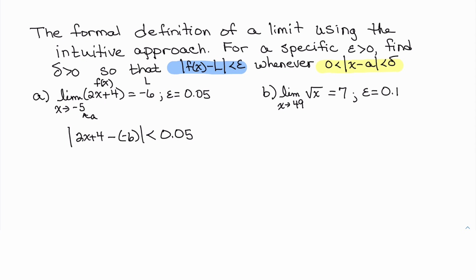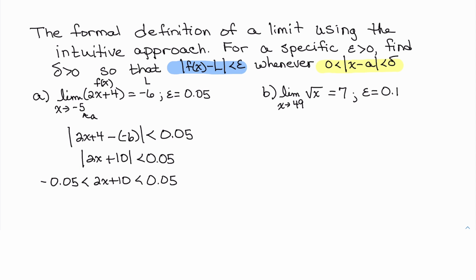First we're going to simplify what's inside the absolute value. So I have the absolute value of 2x, and then plus 4 minus a negative 6 is plus 6. That gives us plus 10, is less than our 0.05. And then remember from algebra that when we have the absolute value less than a positive number, I can write that as a double inequality of negative 0.05 is less than, drop the absolute values, 2x plus 10, which in turn is less than 0.05. Now here's what we want to do next. We want to solve this double inequality so that we just have x in the middle.